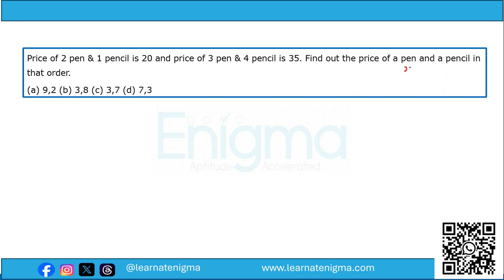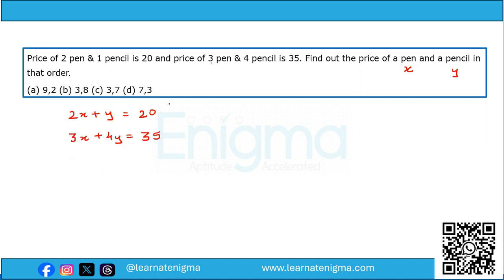Let's assume the price of pen as x and pencil as y. So the first equation becomes 2x plus y is equal to 20. The second equation becomes 3x plus 4y is equal to 35.